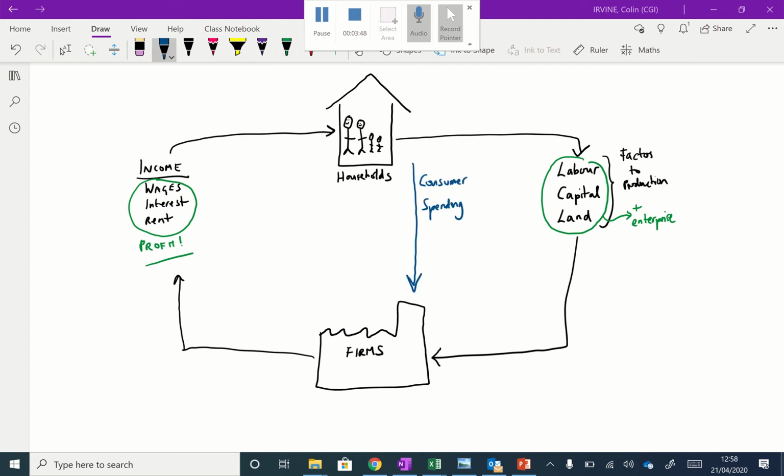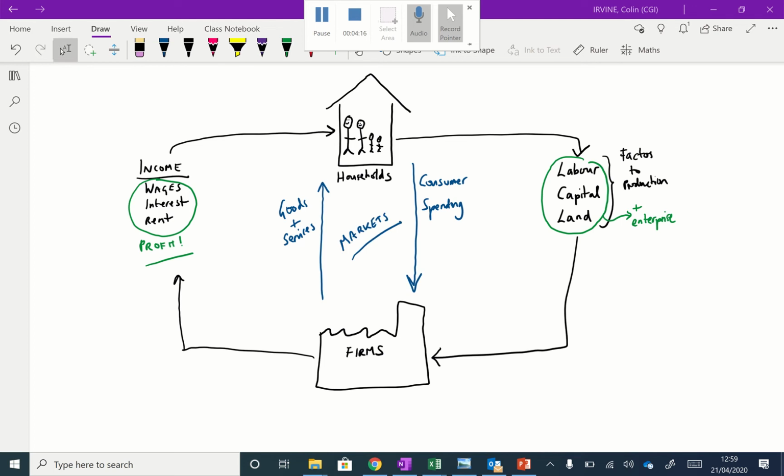Now, earning income, believe it or not, is actually useless to us as households unless we spend that income on things that will improve our lives. So that comes in what we call consumer spending. Who do we spend the money on? Well, we spend the money on firms, of course. And those firms provide us with the goods and services that we require to try and improve our livelihoods over time.